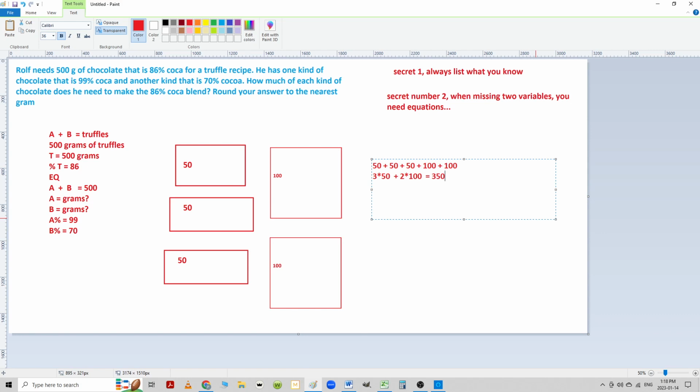And now I have to divide by the total number here. Well, I have 2 there and 3 there. I had a total of 5. And I discover that this is 70 grams. And suddenly I'm closer to the 100 because I added a 100 box.